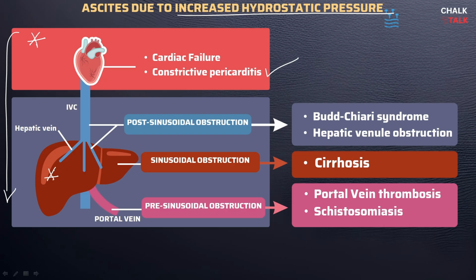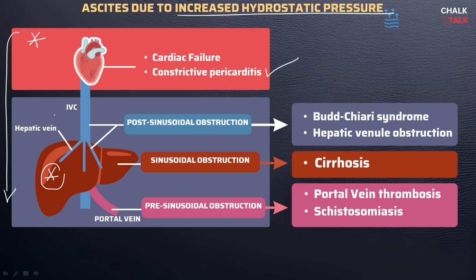And the most common is sinusoidal ascites, events that are occurring directly inside the liver, and it is usually from cirrhosis. This is the leading cause we see in clinical practice and should obviously be one of the first conditions to consider again when evaluating ascites.